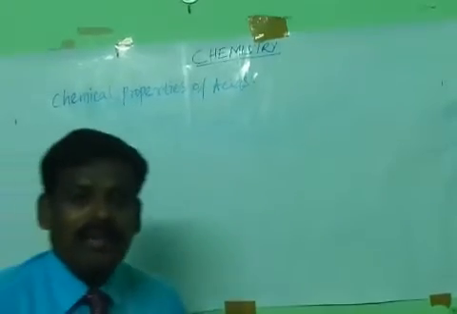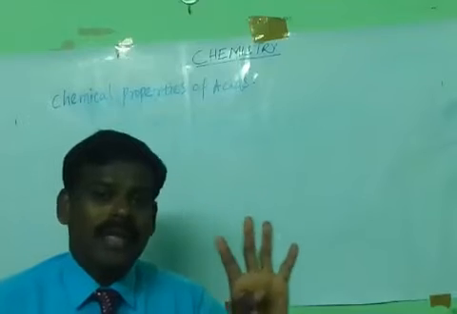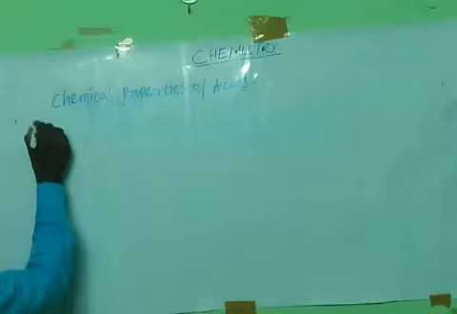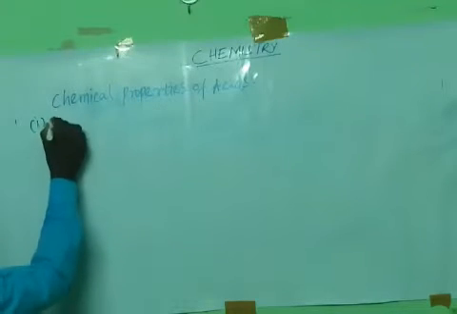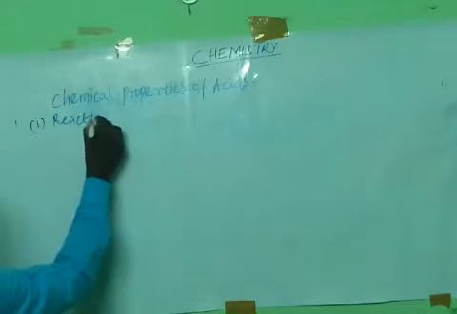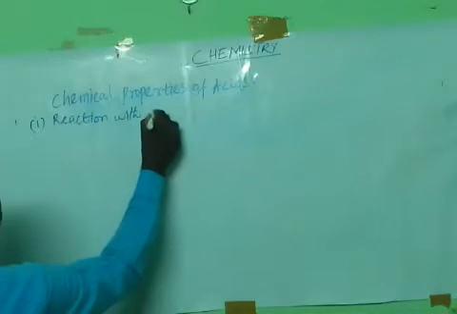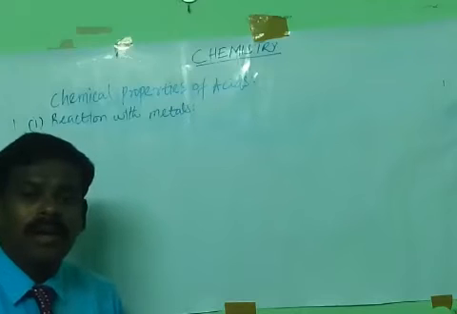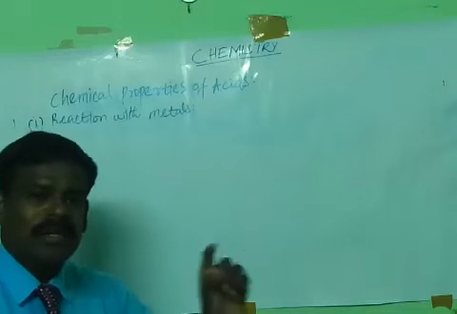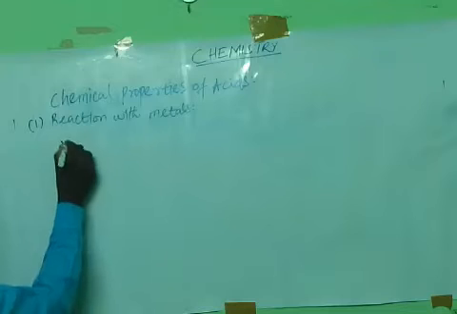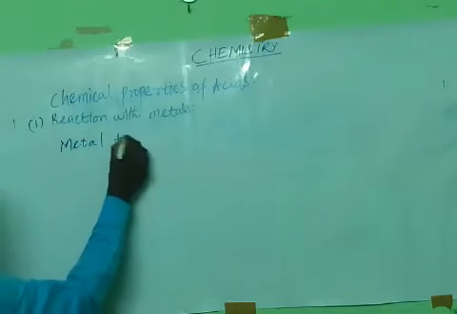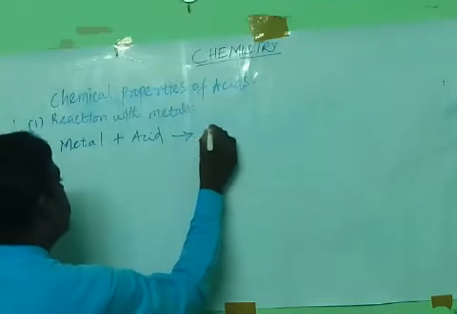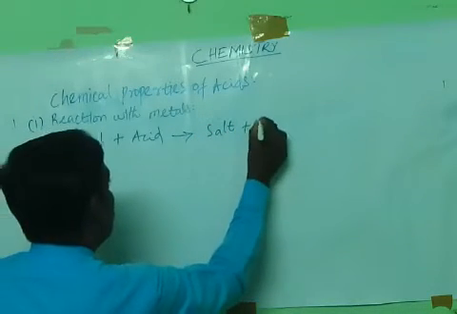In this, mainly we will be discussing 4 chemical properties. Let us see one by one. The first one is reaction with metals. What will happen when a piece of metal is added into acid? So a metal, when it is added to acid, will give salt and hydrogen.